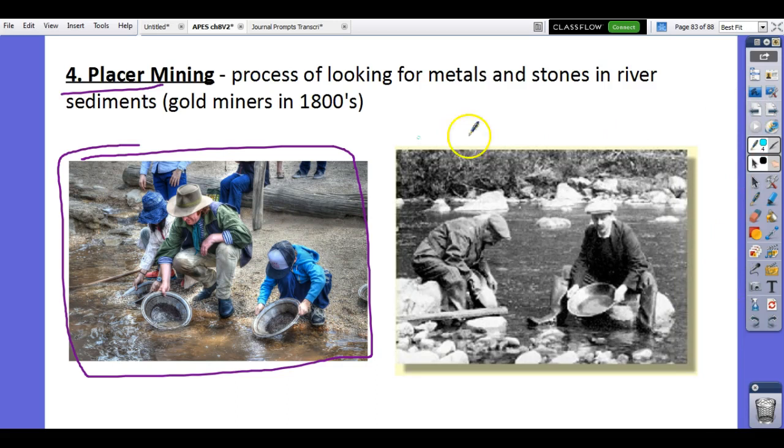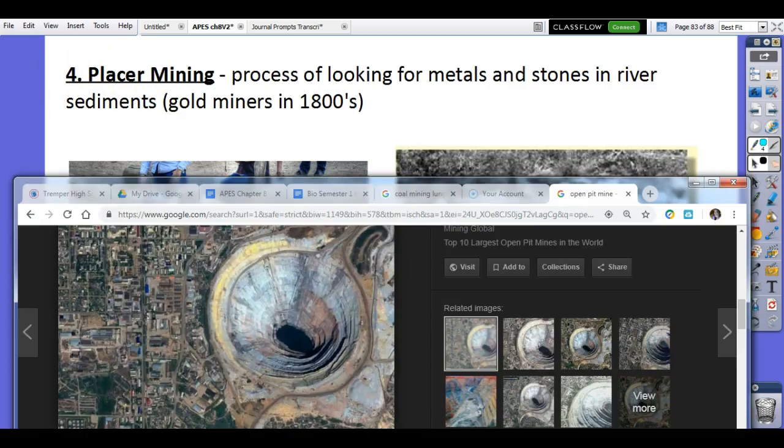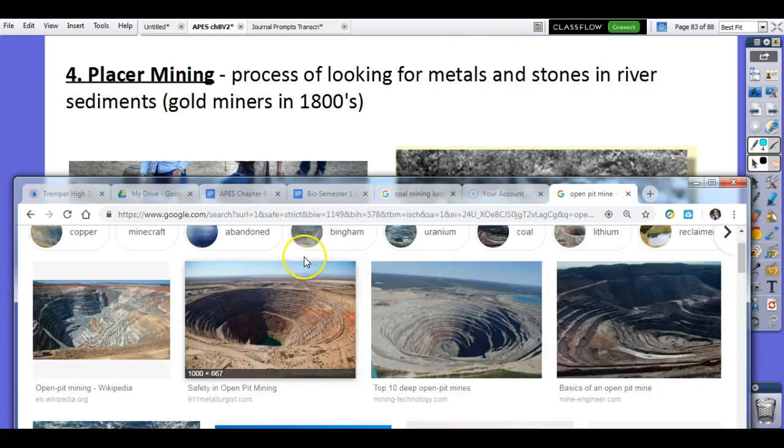All right, this one you've probably heard of, called placer mining. You guys seen the gold miners, like, from the old days, panning for gold. Okay, this is what that is. It's called placer mining. I believe the placer is the tool that they use.